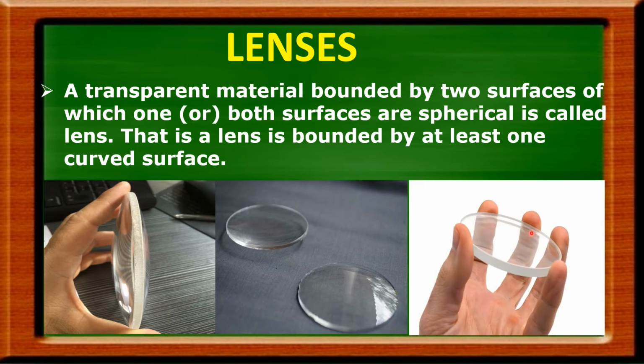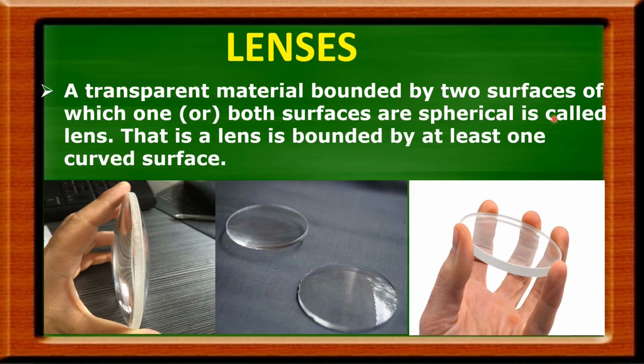Similarly, you can see one more lens here. This is also a lens. It is also a transparent material bounded by two spherical surfaces which are curved inward. That is, it is thin at the middle as compared to edges. So at the edges it is thick, at the middle it is thin. Here at the edges it is thin, at the middle it is thick. So this one is the concave lens and this one is the convex lens.